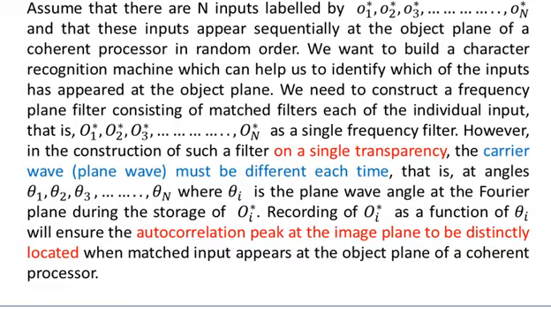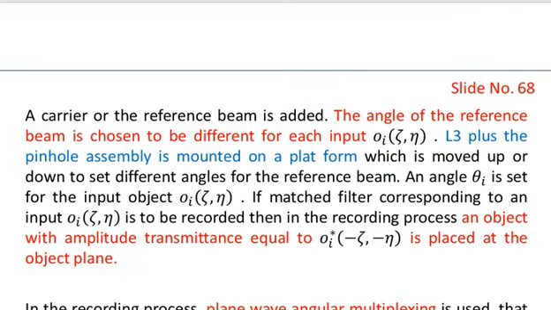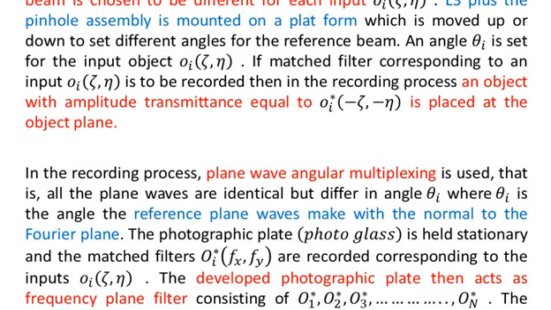To record O1 star and O2 star, what we need to do is that we don't want the object OI to be placed, but in principle the object OI star, that is small OI star, at the position minus zeta and minus eta should be placed at the object plane, so that we can record the matched filter corresponding to this OI, which will be capital OI star. That is the spectrum of this one, capital OI star, at the frequency plane, will be recorded as the matched filter.